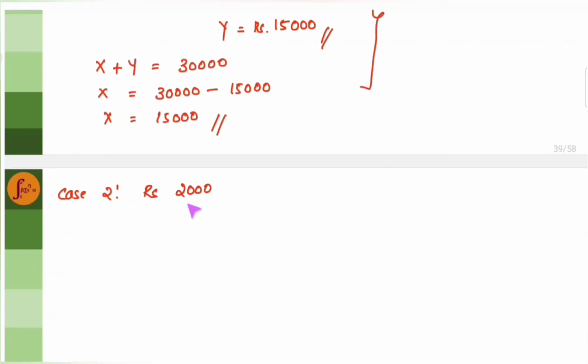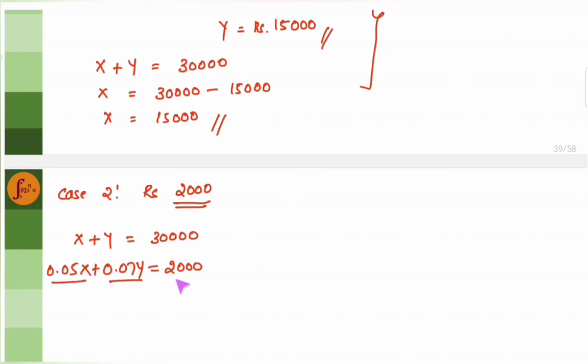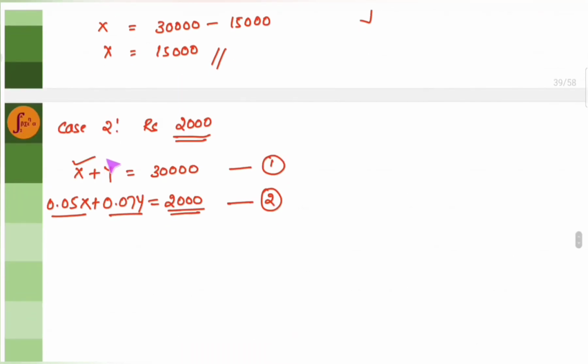Case 2 is where we'll have to get the interest of rupees 2,000. If you have to get 2,000 as the interest, then what should be the investment in the first bond and second bond, that is X and Y? So let's come up with those two equations. The first one is X plus Y is equal to 30,000. The second one is 0.05X plus 0.07Y is equal to 2,000. If you take the interest of X, add it to the interest of Y, you should get 2,000 as the interest. So this is our expression 1 and this is our expression 2. We'll have to find X and Y.